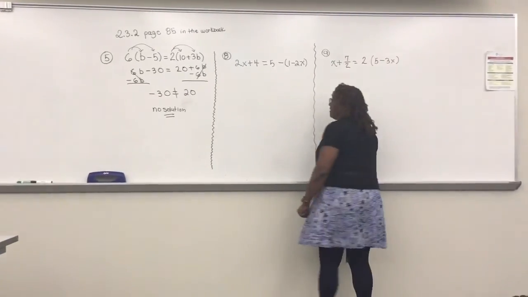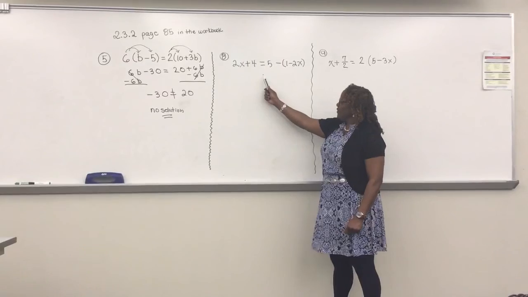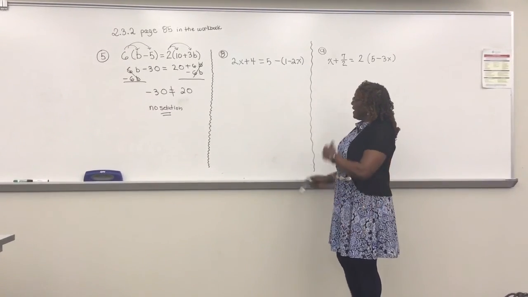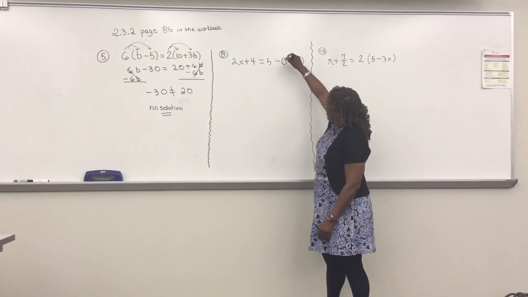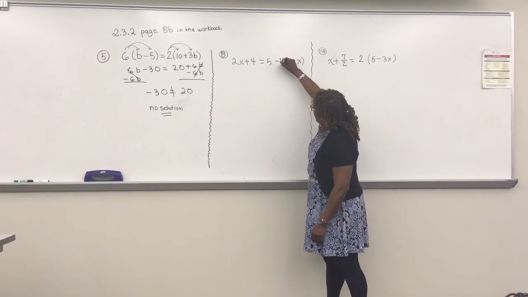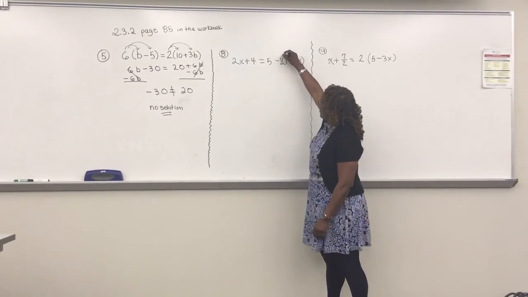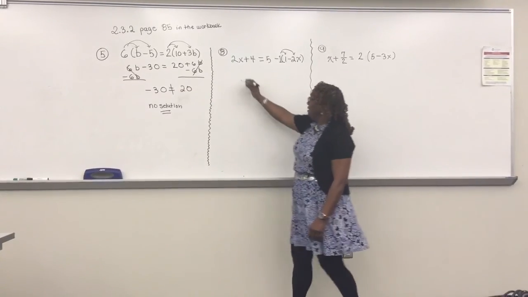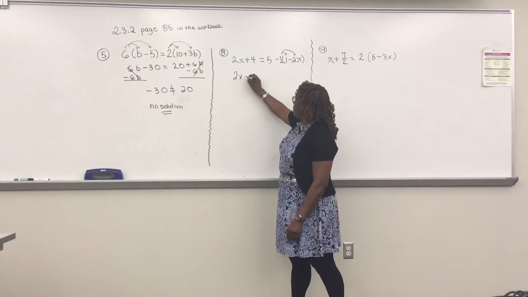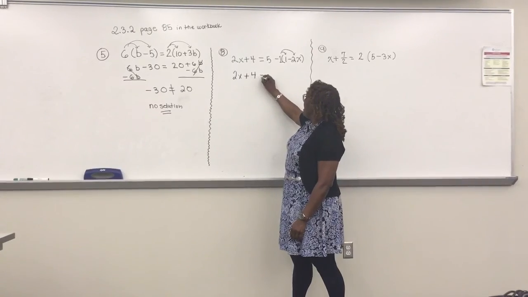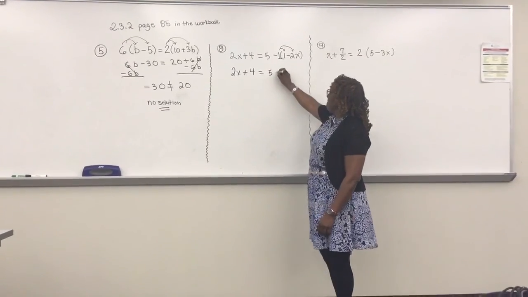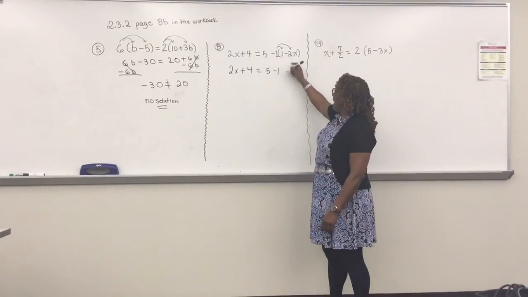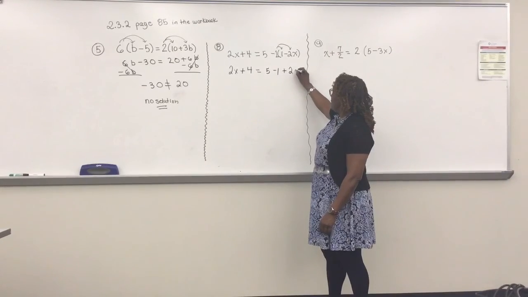Let's look at the second equation. 2x plus 4 equals 5 minus quantity 1 minus 2x. The one thing that I want to point out before I get started is that, remember, the coefficient here is going to be negative 1, and we're going to do the distributive property here. I want to make sure that you understand that this coefficient is negative 1. So if we rewrite the problem, we have 2x plus 4 equals 5 minus 1, because negative 1 times 1, and negative 1 times negative 2x is plus 2x.